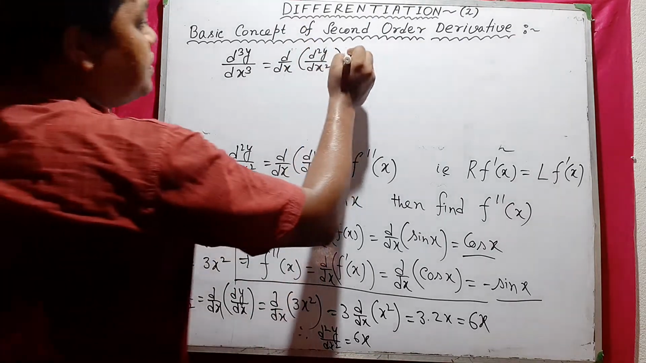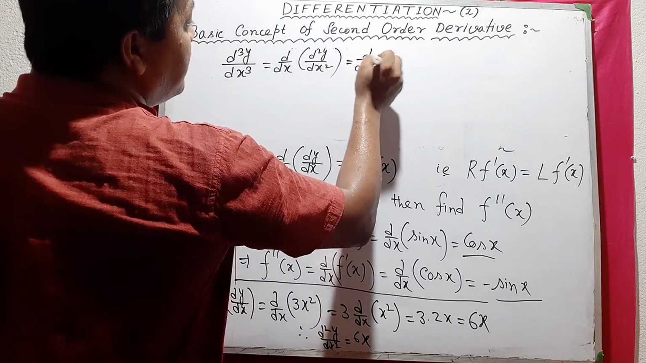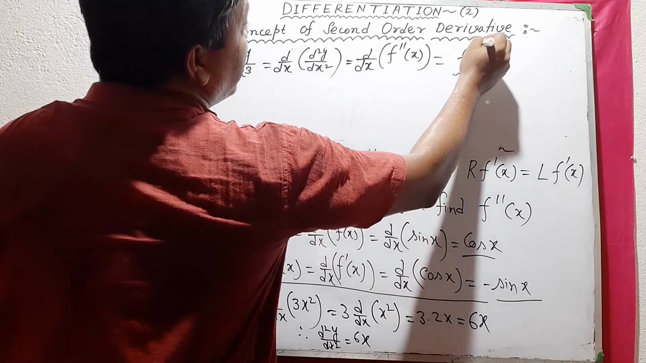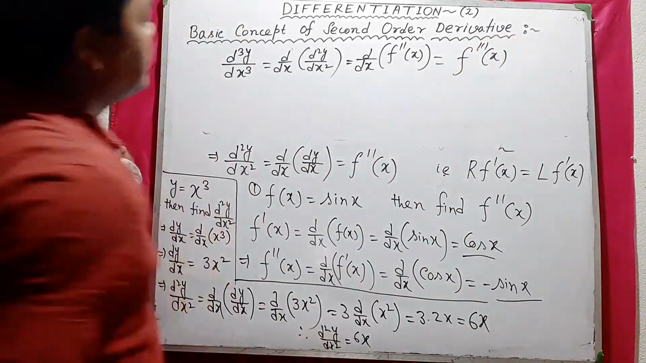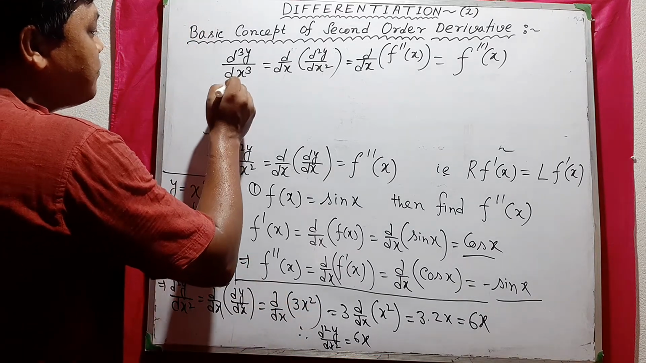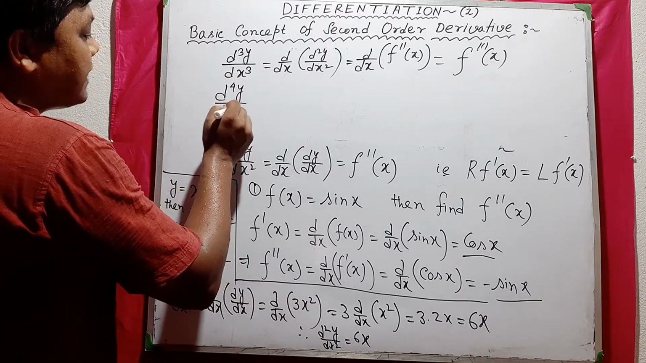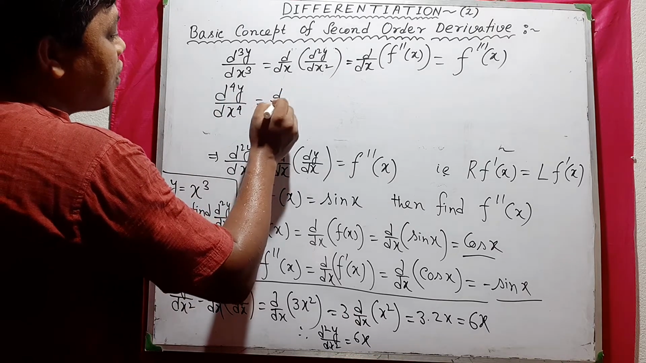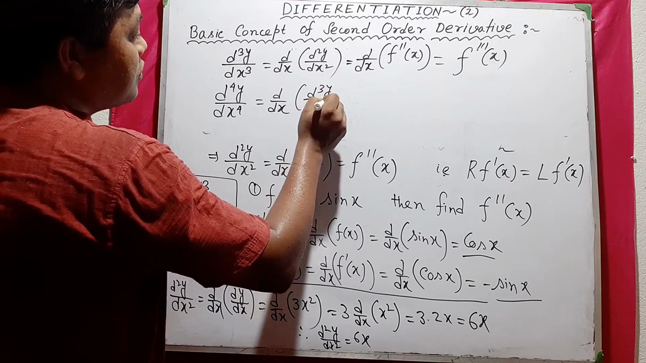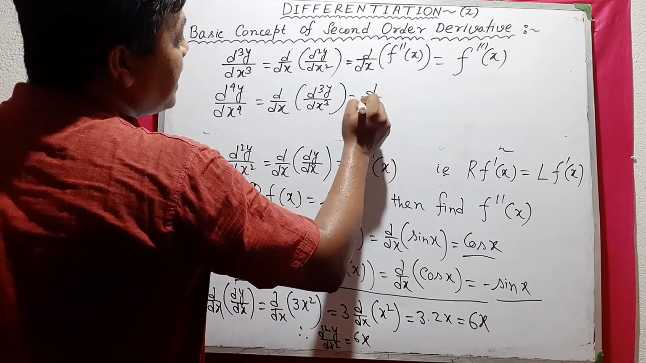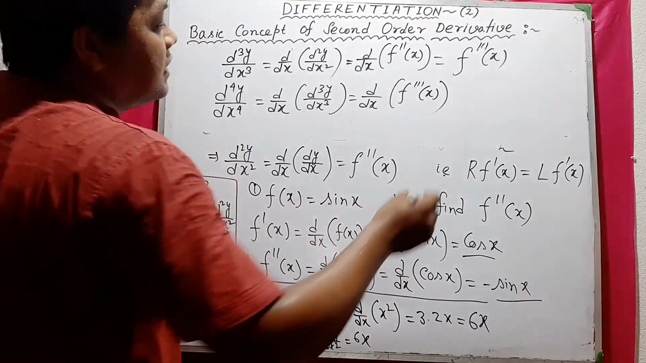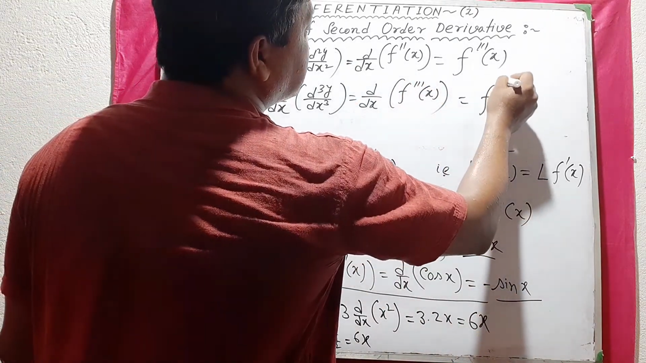Okay, so d/dx of, already we have calculated f''(x), that means f'''(x), three times derivative, so notationally f'''(x). d⁴y/dx⁴, that means d/dx of, first you have to calculate d³y/dx³, that means also d/dx of f'''(x), that is f⁗(x).